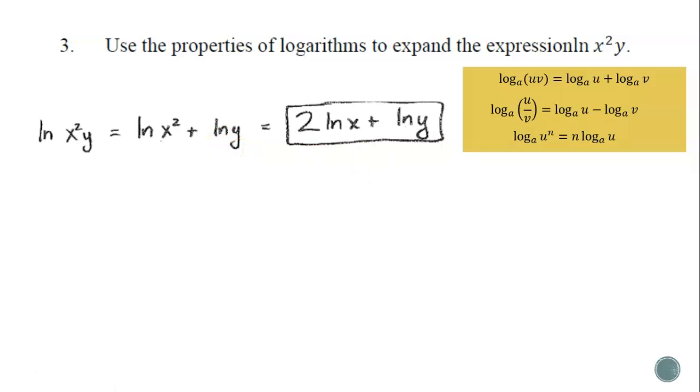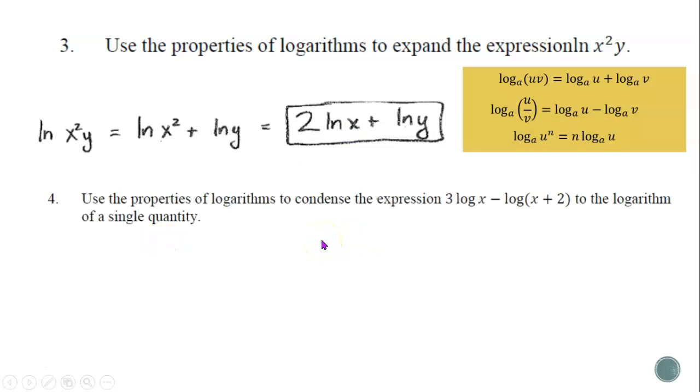And then the third property says that a logarithm of something to a power is equivalent to the power times the logarithm of the something. So we can rewrite that ln of x squared as 2 times the ln of x. So the final answer is 2 times ln of x plus ln of y.